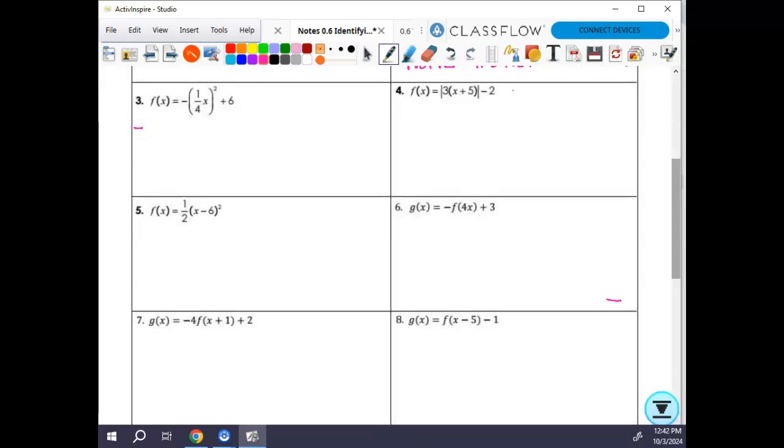Do you think that negative affects x or affects y? Y, because it happens after we square it, right? So this is a quadratic function. So after I square this stuff, then the negative and the 6 would both affect y. So since there's a negative, I know this means there is a reflection across, and which axis would it be? If the negative affects y, we are reflecting across x. Good.